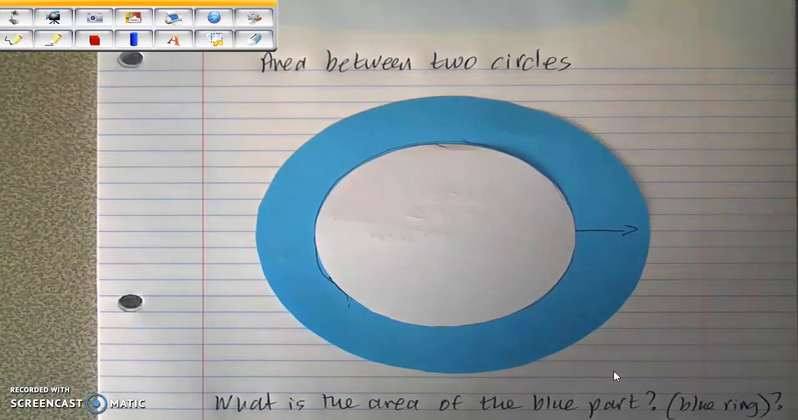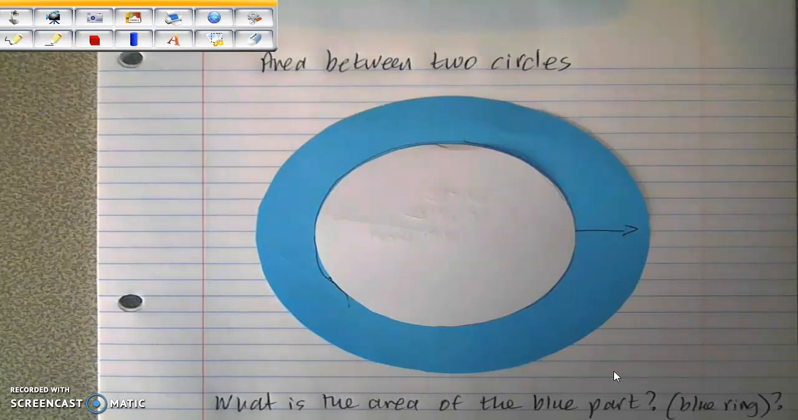It's Monday, April the 20th, and today we are going to add to what we know about circles. You've already learned the calculations for circumference, radius, diameter, and area. Today we're going to add in the skill of calculating the area of a circular ring, which can also be thought of as the area between two circles.